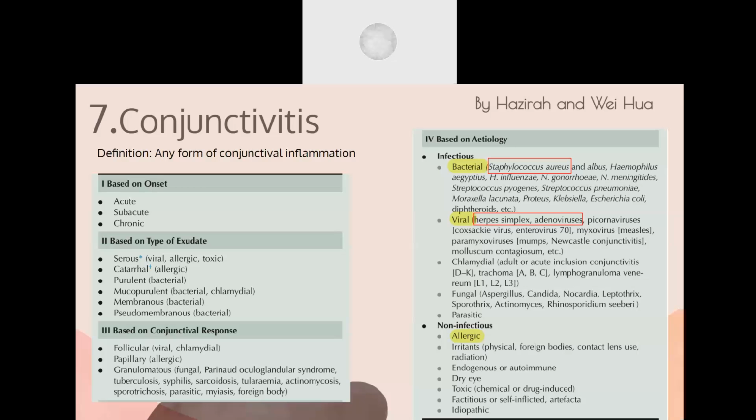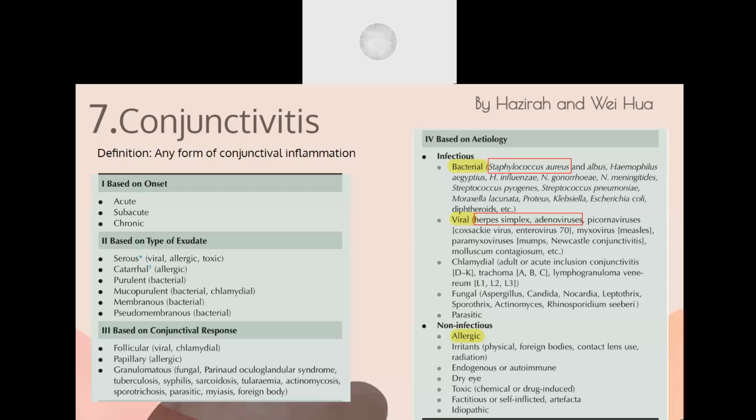The definition of conjunctivitis is any form of conjunctival inflammation. There are a few classifications. The first is based on onset. It can be acute, subacute, or chronic. Acute means that it persisted less than 4 weeks, and chronic means that it persisted beyond 4 weeks.